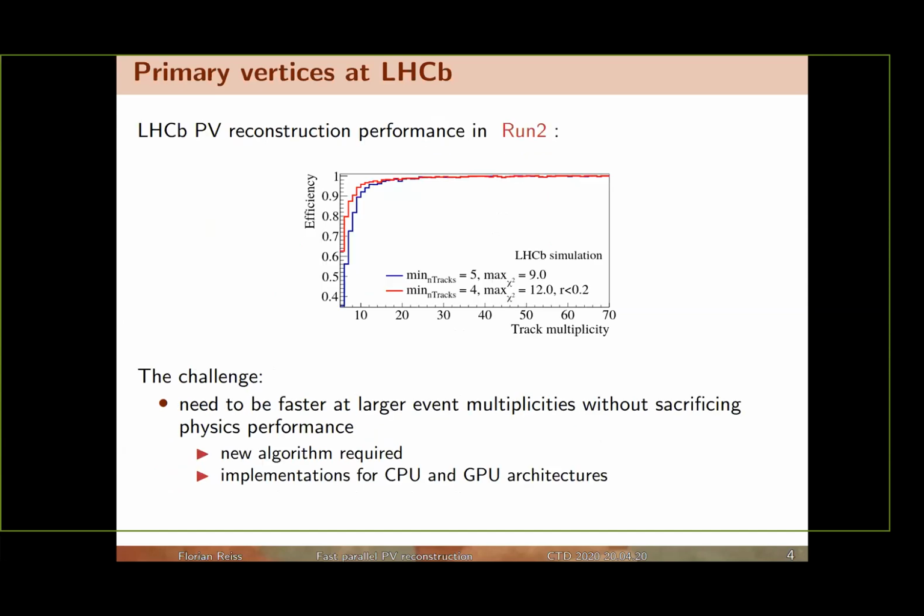So what kind of performance do we need to reach, at least in Run 3? To give you an impression, here is the performance reached during Run 2, where you can see the primary vertex reconstruction efficiency as a function of the number of tracks of the Monte Carlo PV at different tunings. The challenge for Run 3 is that we need to be faster at larger event multiplicities without sacrificing any physics performance. For this, we needed a new algorithm, and of course now we need implementations for CPU and GPU architectures.